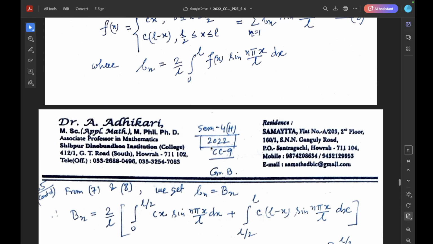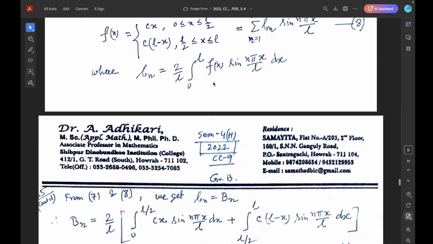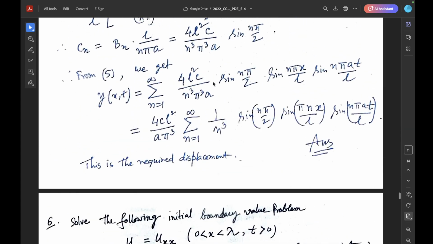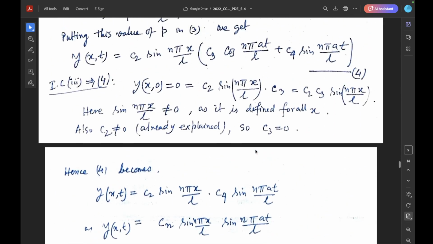So after simplification Cn equals this. Hence from equation 5, y(x,t) is equal to summation n equal to 1 to infinity Cn sin(nπx/L) sin(nπat/L). Putting the value of Cn, we get this. The factor 4cL²/(aπ³) does not depend on n, so taking it outside the summation: 1/n² sin(nπ/2) sin(nπx/L) sin(nπat/L). This is the required displacement and the required solution of the given problem.